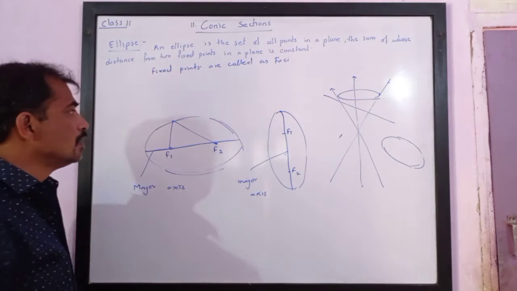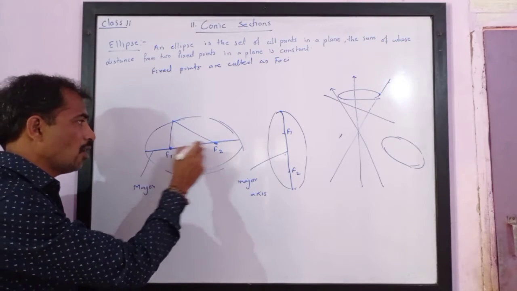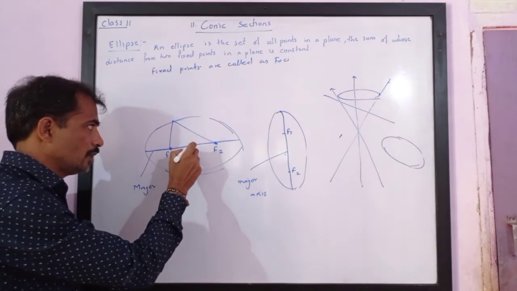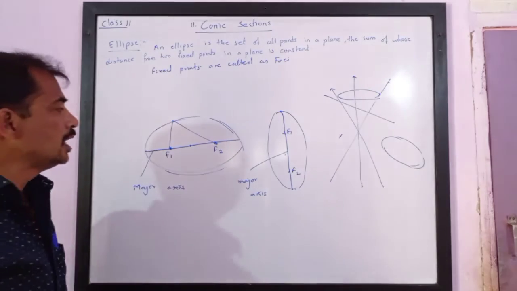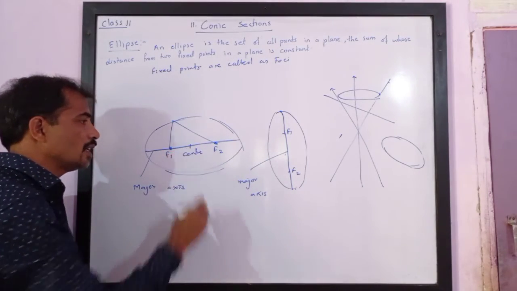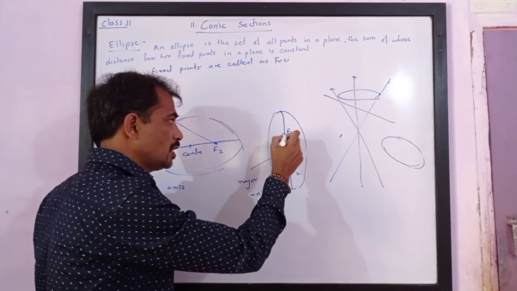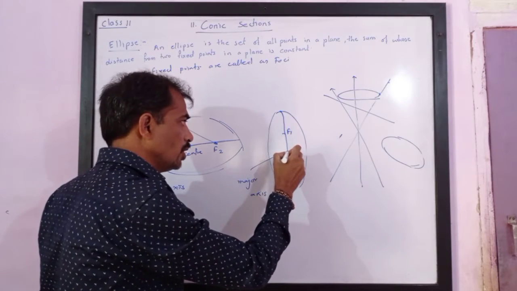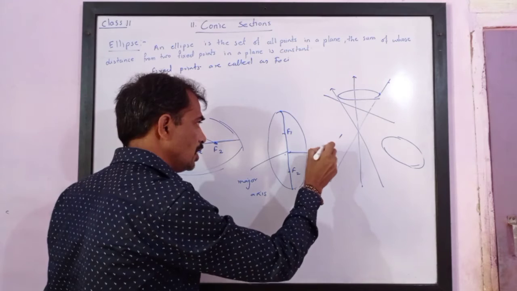Then the center of the two foci, that is the midpoint of the two foci, is called the center of the ellipse. Here, this midpoint of F1 and F2 is called the center of the ellipse.